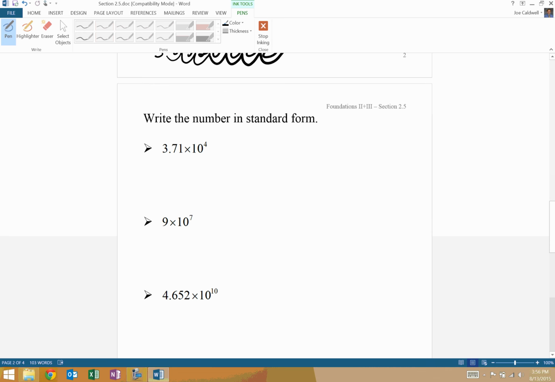I'm just going to do one more of these examples. Again, start at the decimal: 1, 2, 3, 4. Fill it in. Here, there is no decimal, so we'll just make our own and start at the end: 1, 2, 3, 4, 5, 6, 7.